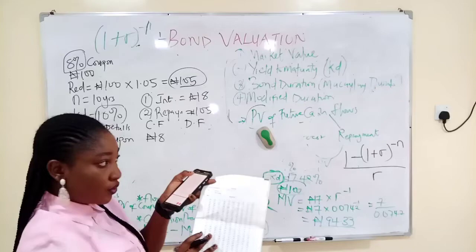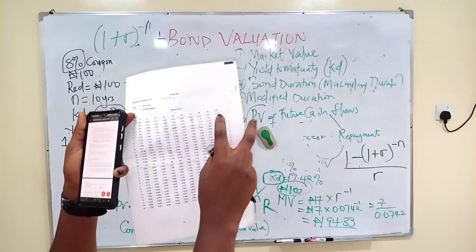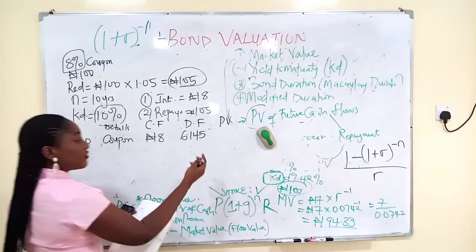So your discount factor for 1 to 10 years, you check your annuity table. You check 10% discount rate, 10% under 10 years. Can you see that? That was 6.145. Multiply by 6.145. This will save you the stress, and then you get to present value. Present value is when you discounted something and you reduce the value normally.